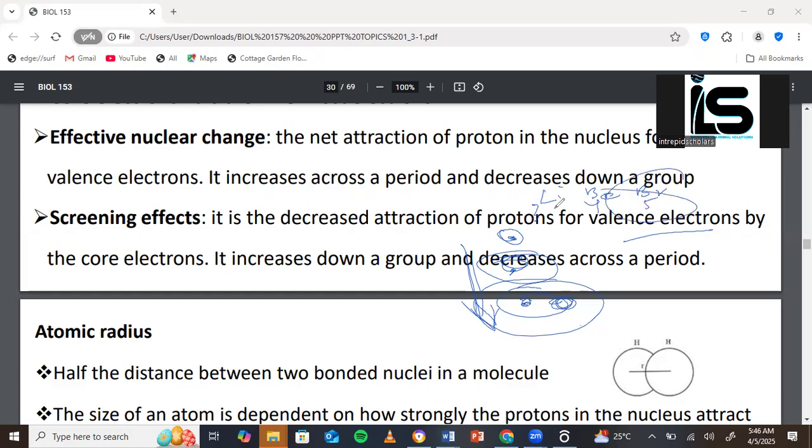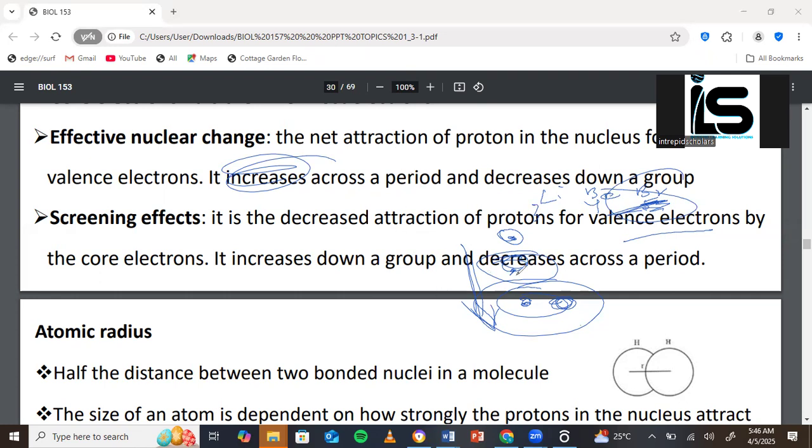So once we are increasing atomic number, what's happening is that the screening effect remains the same. So the screening effect does not really change, but the effective nuclear charge changes, right? Sorry, the nuclear charge changes because the number of protons increase. So it makes the effective nuclear charge increase across the period. So we are also explaining that increase across the period. Very important to note.